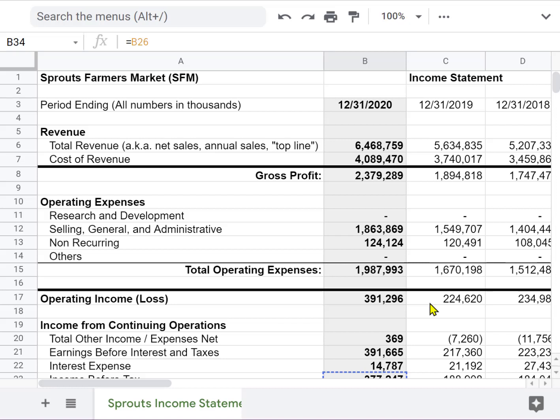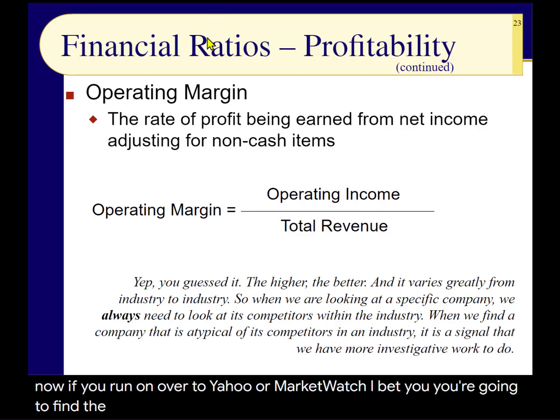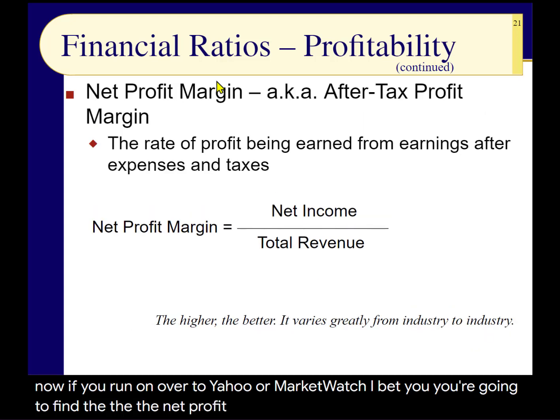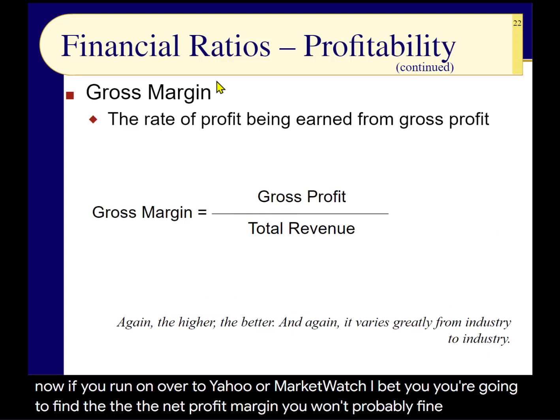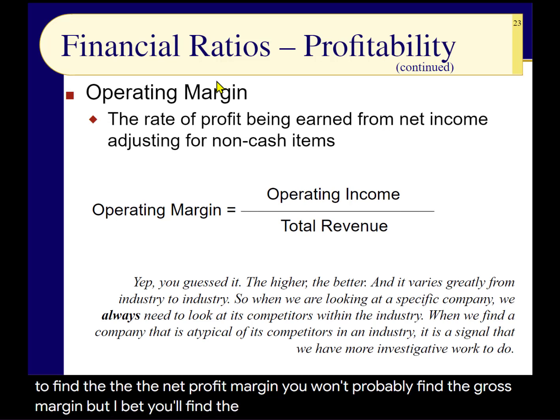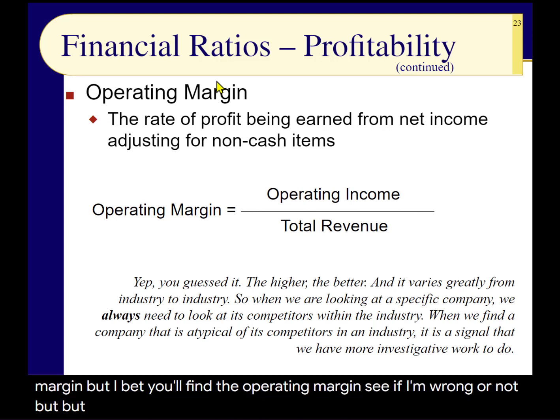Let me write that down here. 6.05. Okay, make sure I got it right though. Now, if you run on over to Yahoo or MarketWatch, I'll bet you're going to find the net profit margin. You won't probably find the gross margin, but I bet you'll find the operating margin. See if I'm wrong or not, but just to make sure, check.